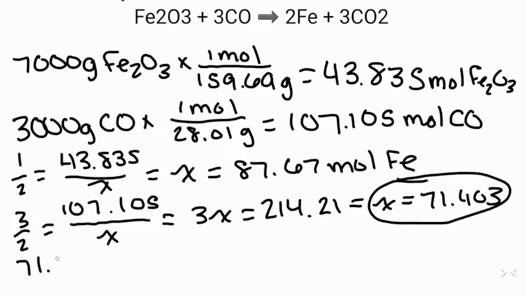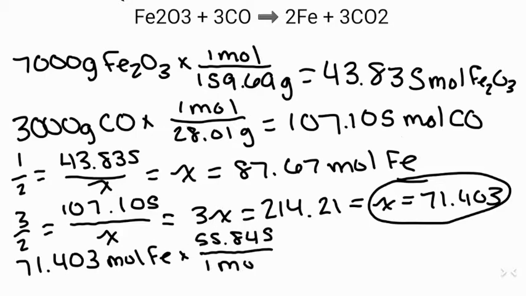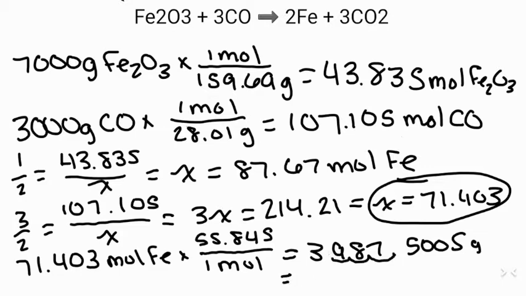So we would take 71.403 moles of iron, and we have to convert it over to grams, so we would take its molar mass, which is 55.845 over 1 mole, and that is equal to 3,987.5005 grams. The question is asking for kilograms, so to change it to kilograms, you need to just move the decimal place over to the left 3 places, and you get 3.987 kilograms of iron. So that is how much we can produce when we apply our limiting reagent.